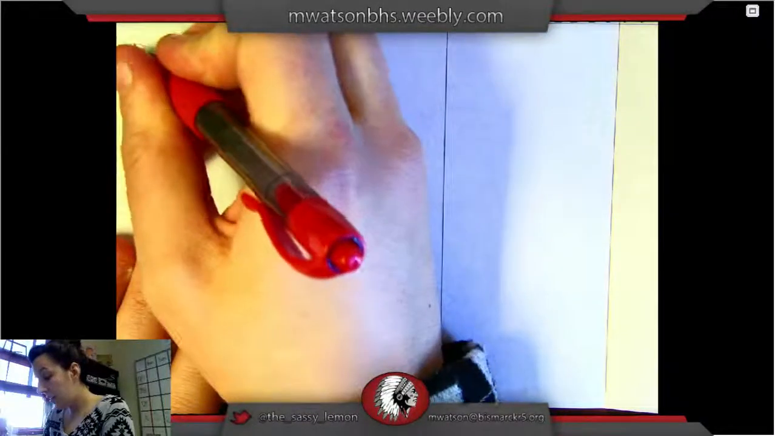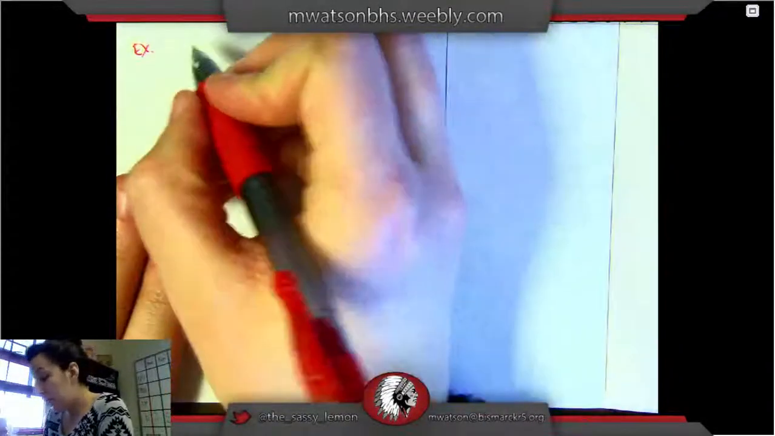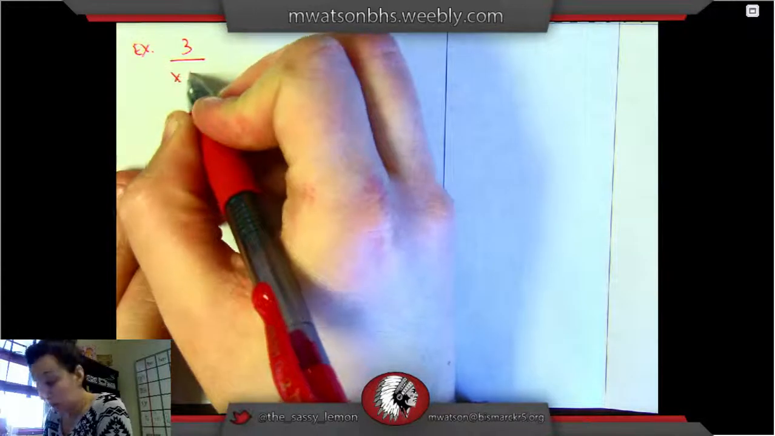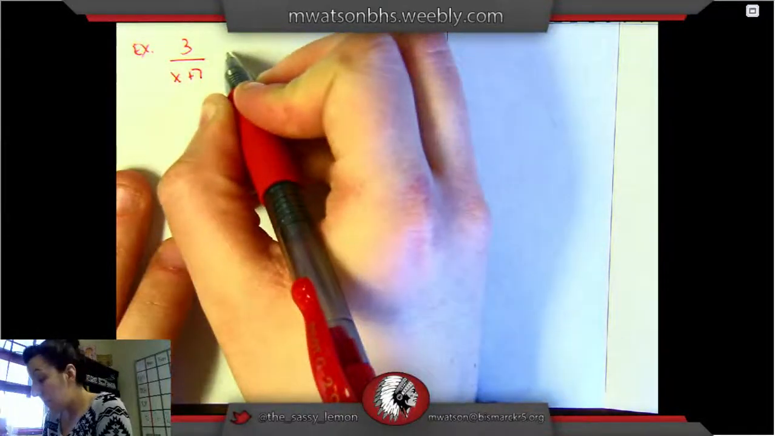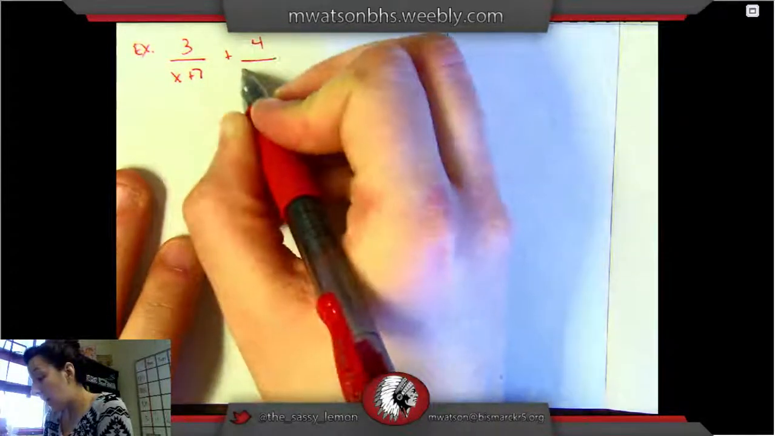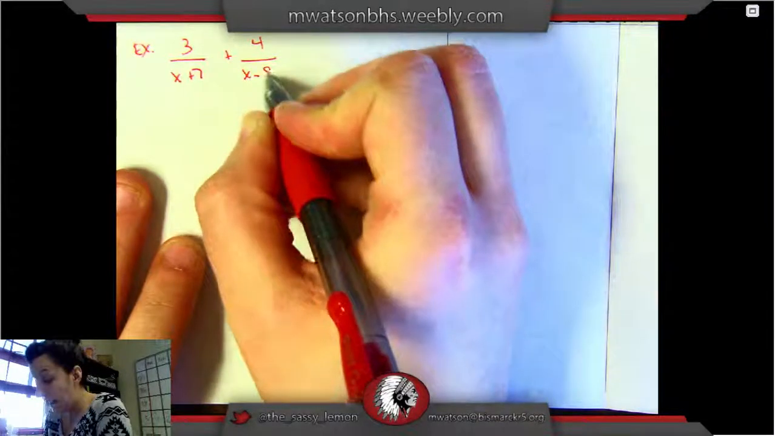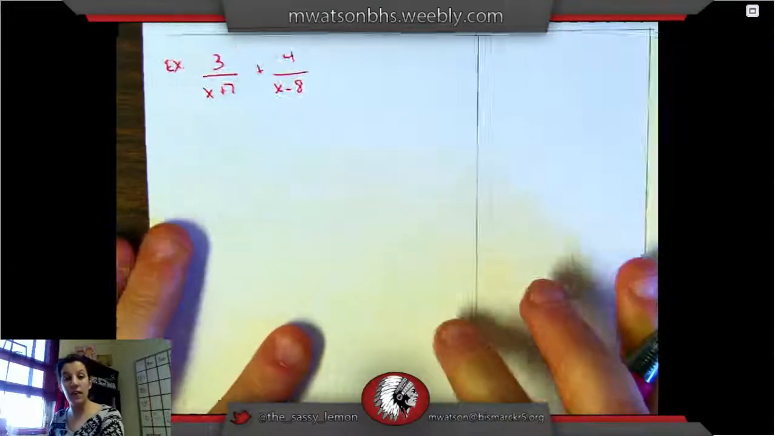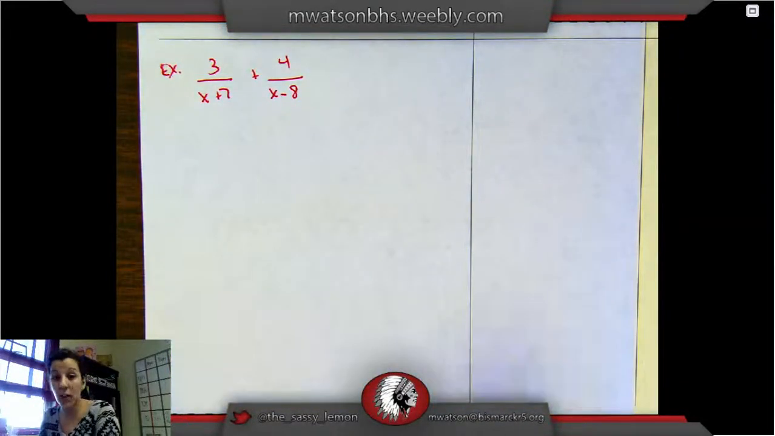Here is our next problem. 3 over x plus 7 plus 4 over x minus 8. And right off the bat you can see that these denominators are different, and that's going to cause a problem. We have to get them the same. Now, a lot of students get confused here on how you actually do that.